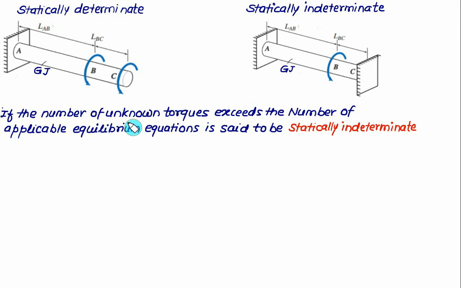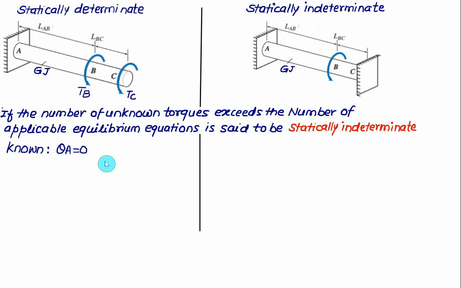In general, if the number of unknown torques exceeds the number of applicable equilibrium equations, the problem is said to be statically indeterminate. Since one end is fixed here, the value of theta A will be equal to 0. The torque at B and the torque at C will be provided to you. The known value is theta A equal to 0 because it is a fixed support. Then the values of TB and TC they will provide, and then you can draw the torque diagram.